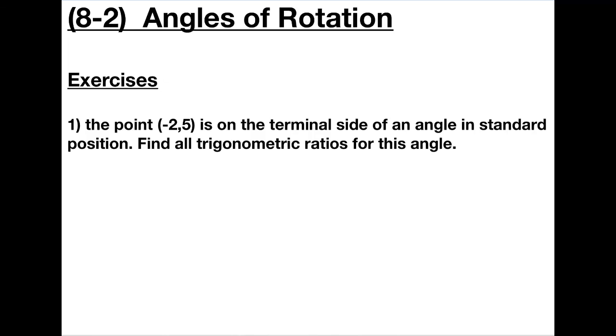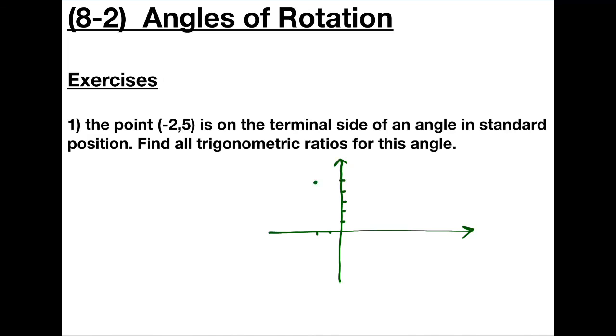Question number 1 says the point (-2, 5) is on the terminal side of an angle in standard position. Find all trigonometric ratios for this angle. Again, as I told you before, there's no need to draw a shape for this, but I'm going to go ahead and draw a shape for you to see better what goes on here. So let's say you have a coordinates plane, and the point (-2, 5) is somewhere about here.